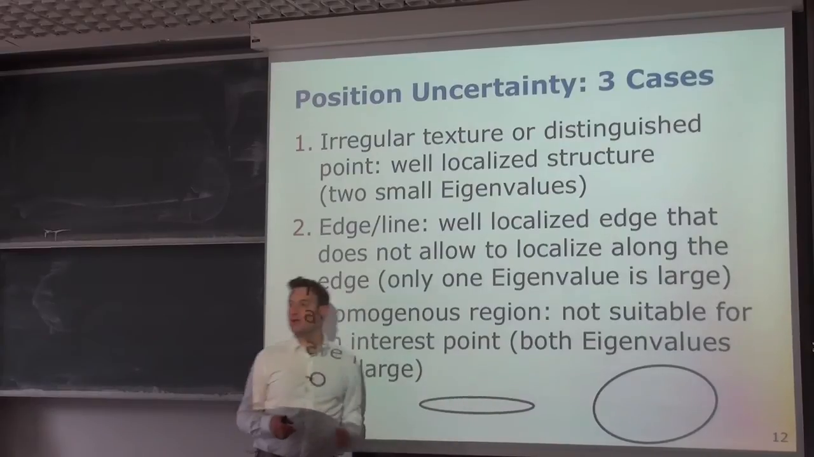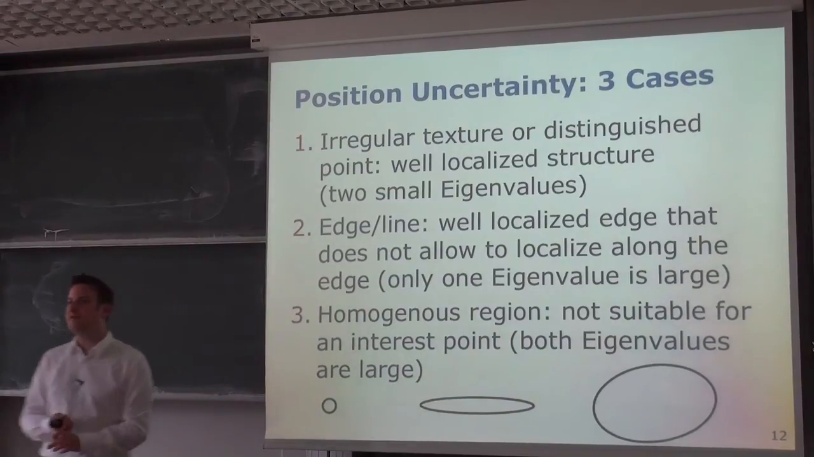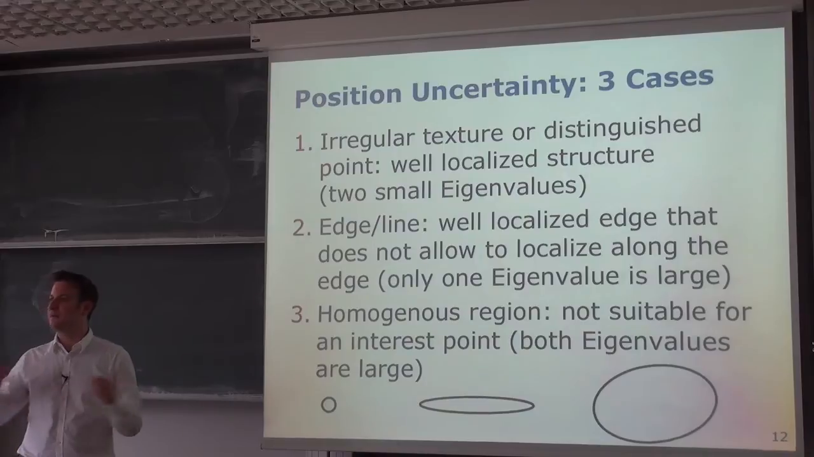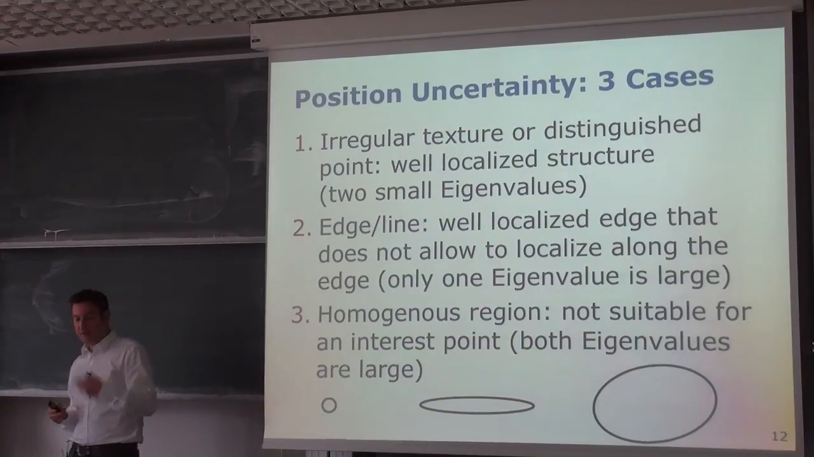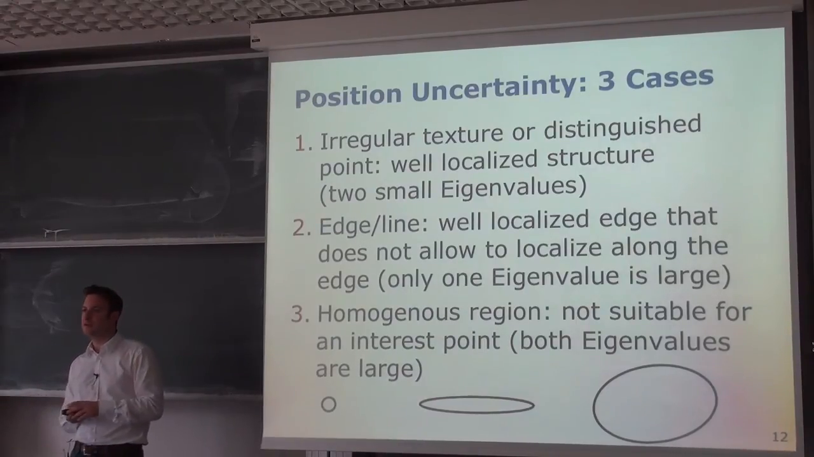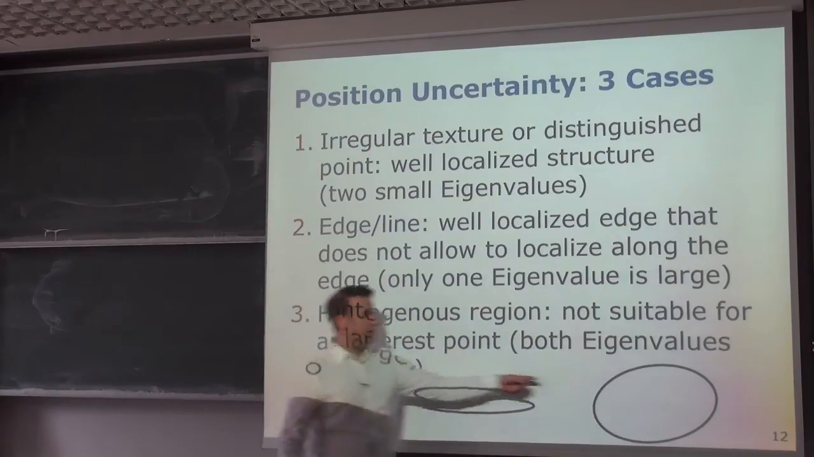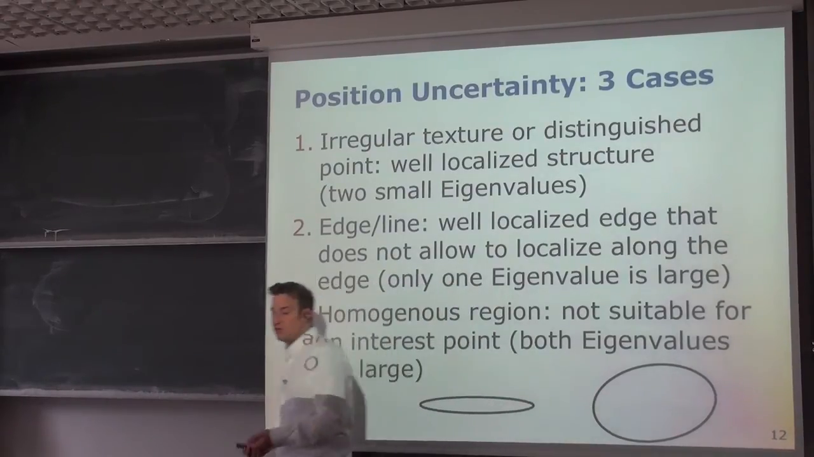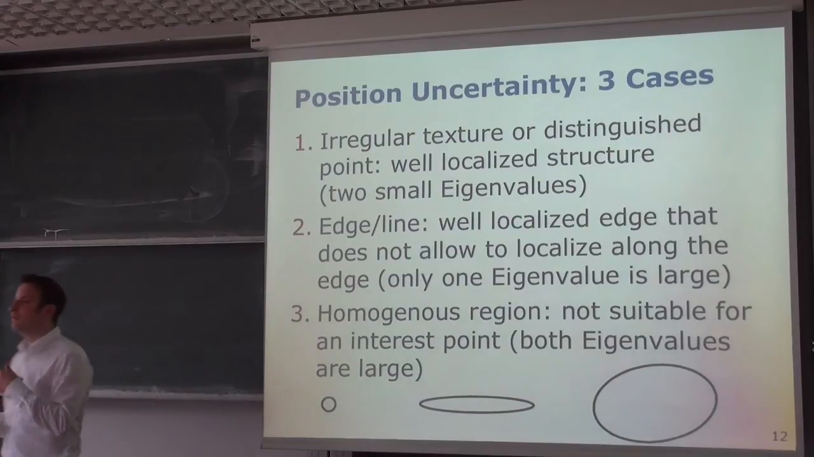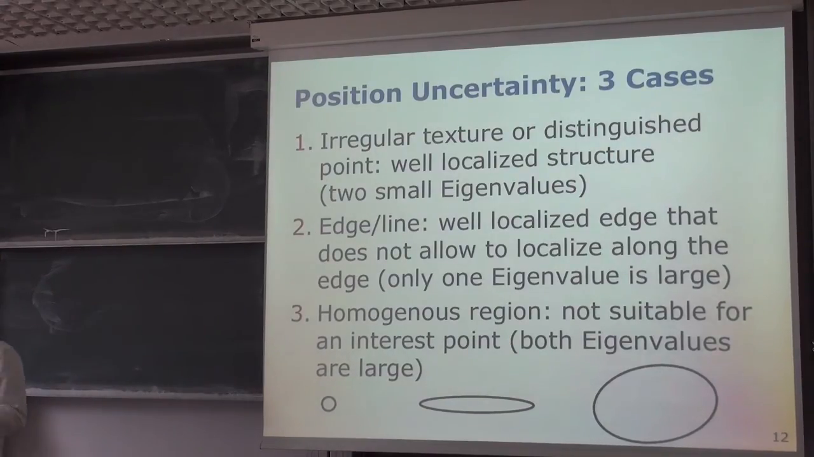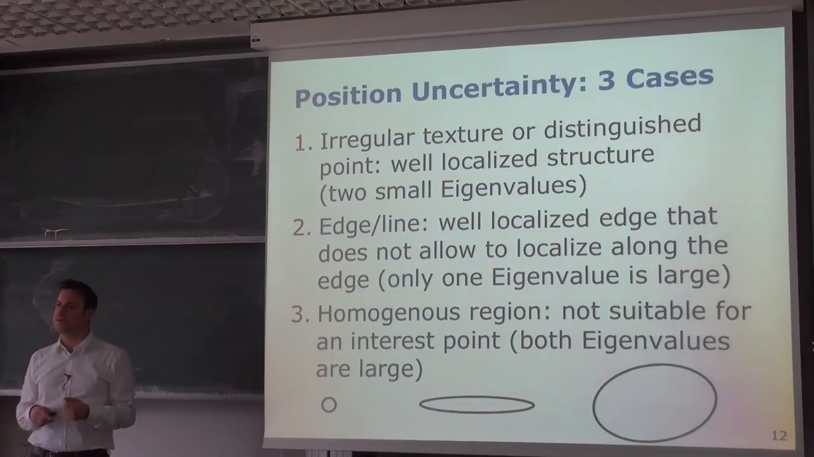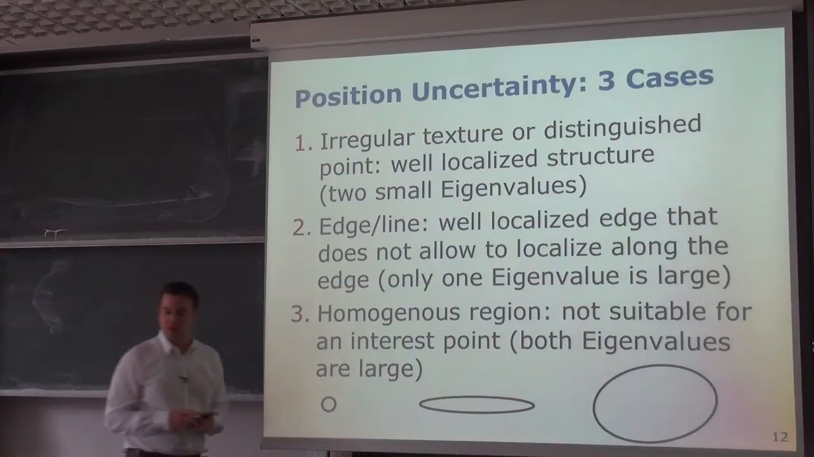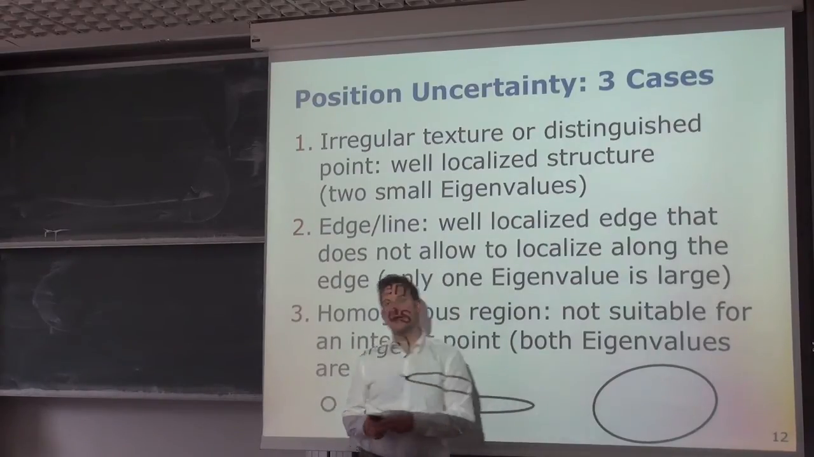Or we have the second situation, where one eigenvalue of this covariance matrix is large. That means that in the direction of the eigenvector corresponding to this eigenvalue, we have a high uncertainty. Or the third case, which is a homogeneously colored area, which is not well suited to find localized points because all areas have more or less the same intensity value, the same color. And that means we have 2 large eigenvalues over here.